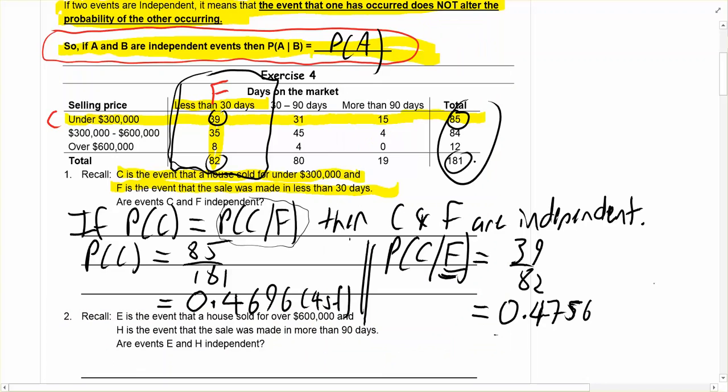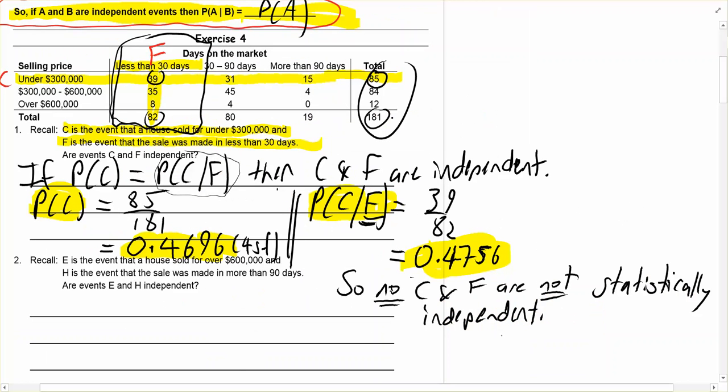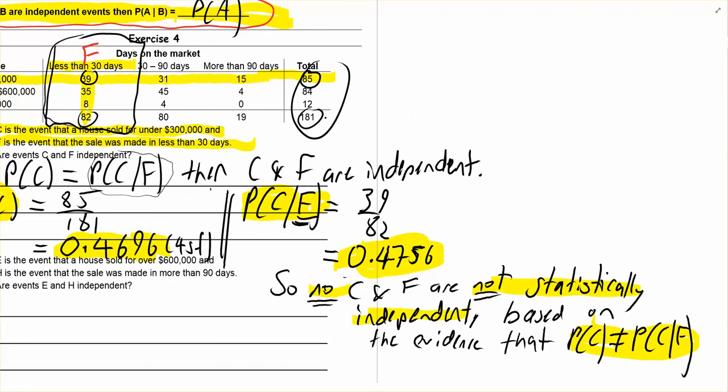Now, are those two probabilities the same? So we can only call them statistically independent if they're the same. They're not. They're slightly different. 0.4696 compared to 0.4756. So they're different, which means that events C and F are not statistically independent. And the evidence for that is the probability of C is different to the probability of C given F. That's what you'd need to write in an exam at this level.